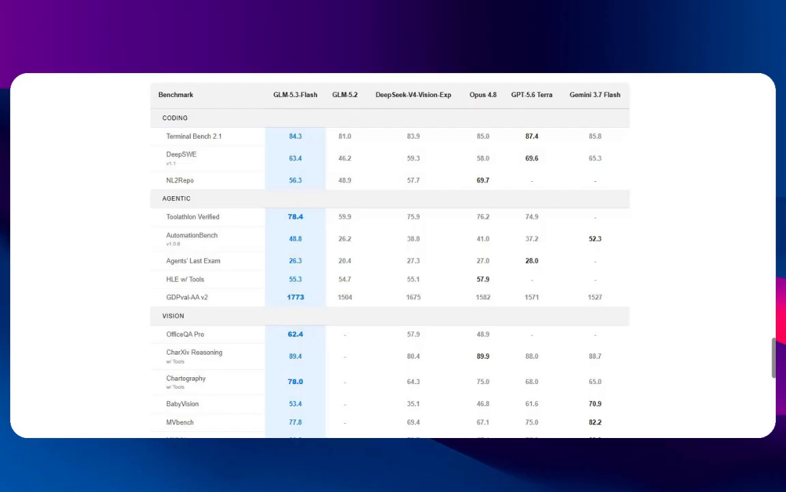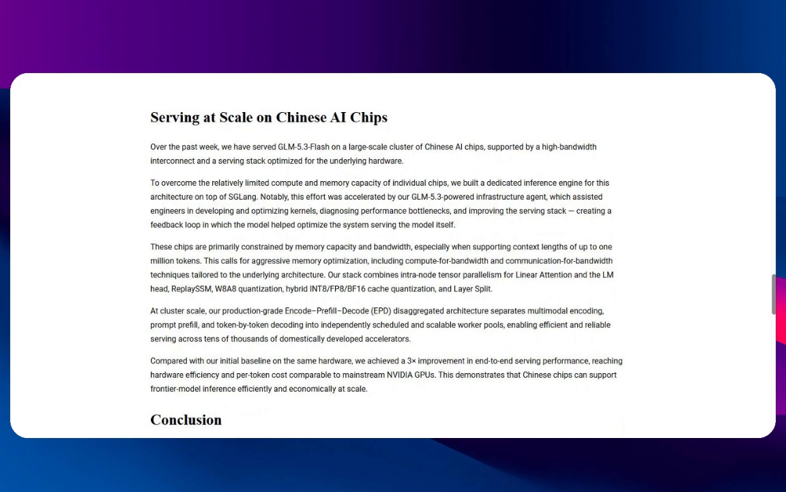Now add the Chinese hardware angle. GLM 5.3 Flash was previously previewed as Ox Alpha, and the model was presented as running entirely on Chinese AI chips. If that hardware story holds up at scale, then this becomes more than just a benchmark story. It becomes an infrastructure story. Because the bigger question is whether Chinese AI labs can continue pushing toward frontier-level AI while building around their own hardware ecosystem. And that could have consequences far beyond this one model.